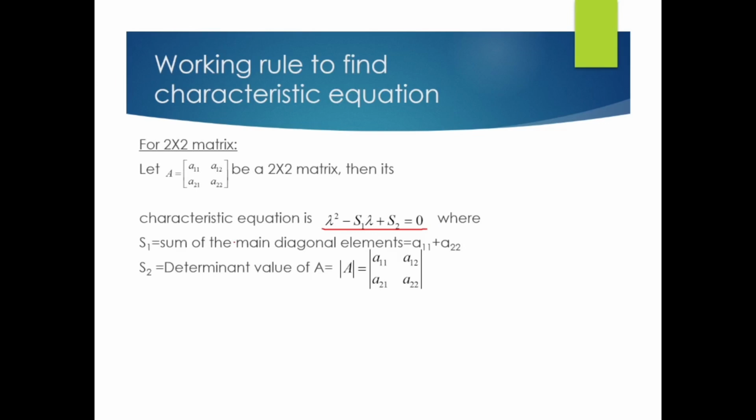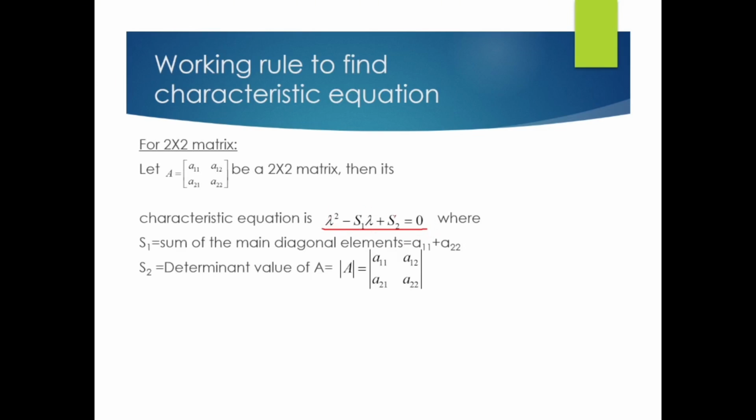And S2 is the determinant of A. The determinant of the given matrix A, with rows A11, A12 and A21, A22, when expanded will give some value that is called S2. When we substitute these in the characteristic equation, we get the characteristic equation of the given 2 by 2 matrix.